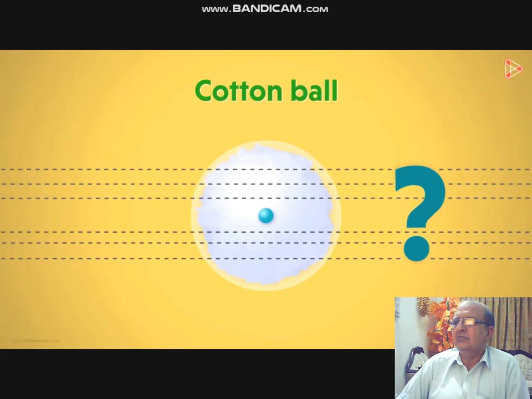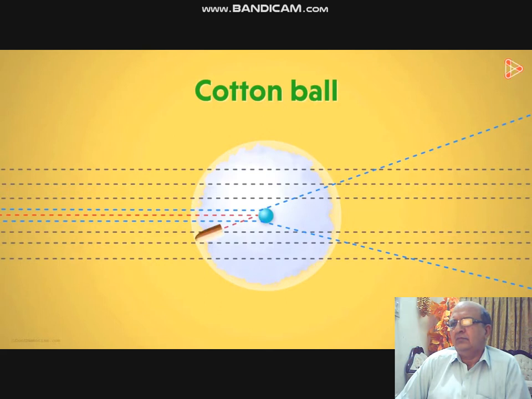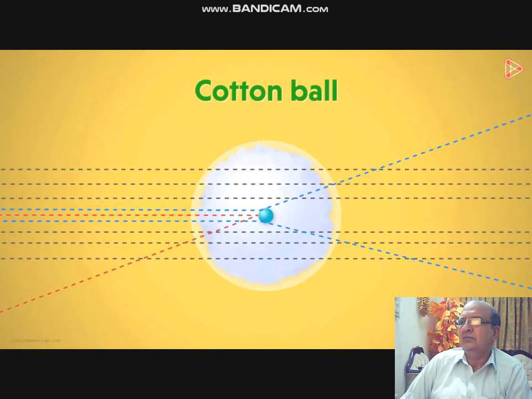What will happen if a bullet hits the edge of the central heavy mass? In this case, the bullet will slightly change its path and get deviated. So, looking at the size of the central mass, it's obvious that only some of the bullets will get deviated. Lastly, what happens when a bullet hits the center directly? Needless to say, it will bounce back, because the central dense mass is too hard for the bullet to pass through. So very few bullets will bounce back.